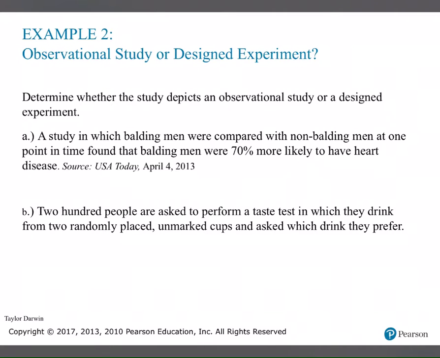So again, here are two examples, and we're going to determine which one is which, either observational or designed experiment. So it says, in a study in which balding men were compared with non-balding men at one point in time, it was found that balding men were 70% more likely to have heart disease. So A is observational.